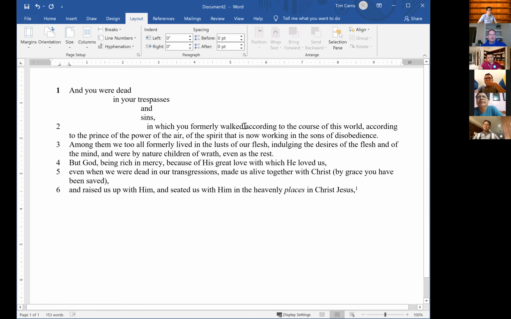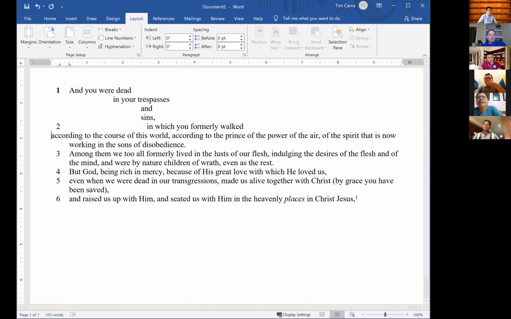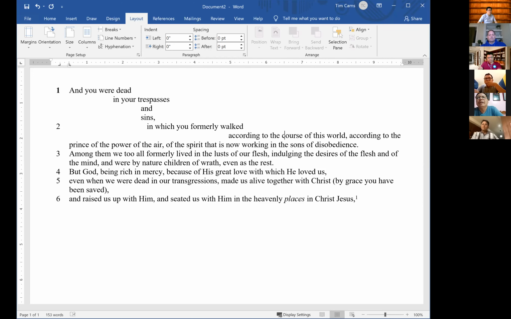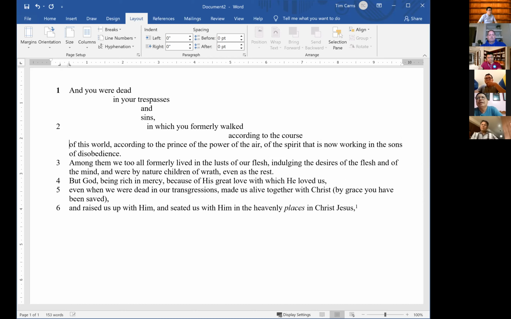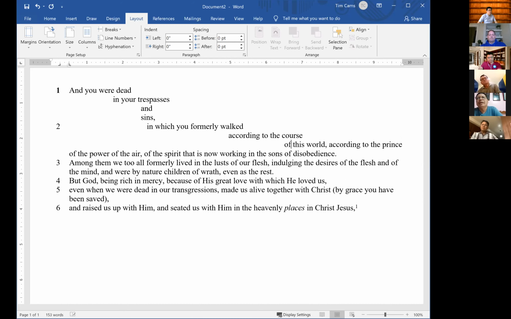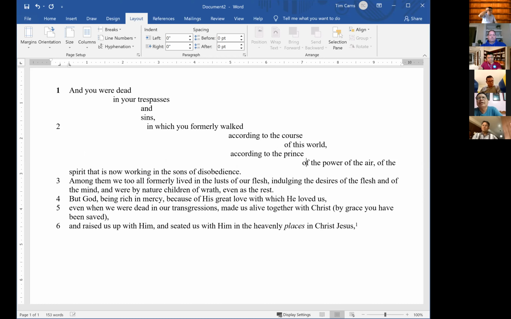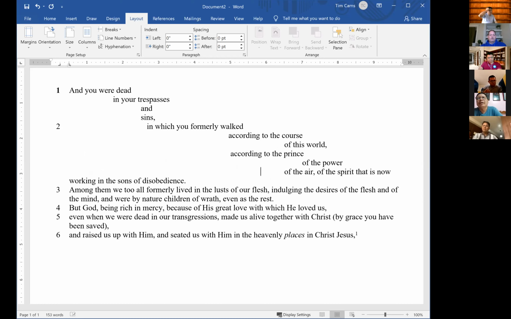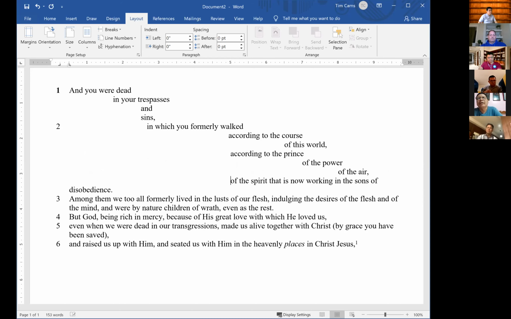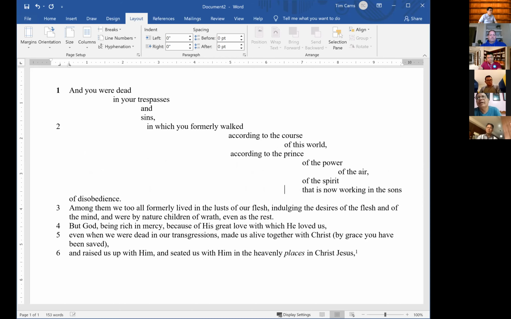In which you formerly walked. According to is modifying walked. It's describing how you formerly walked. According to the course, which course? Of this world. According to, that's another way that you walked. According to the prince, which prince? Of the power, which power? Of the air. And I would say the spirit is referring to the prince. Which spirit? That is now working.